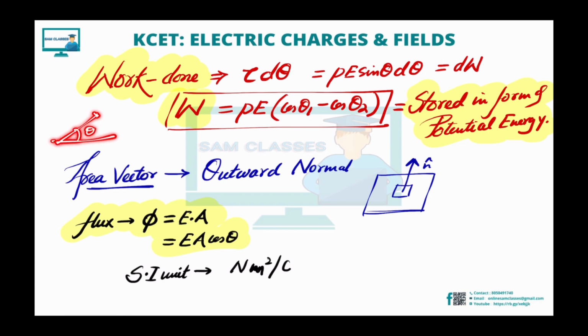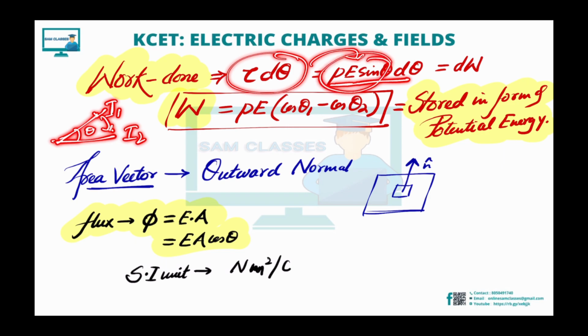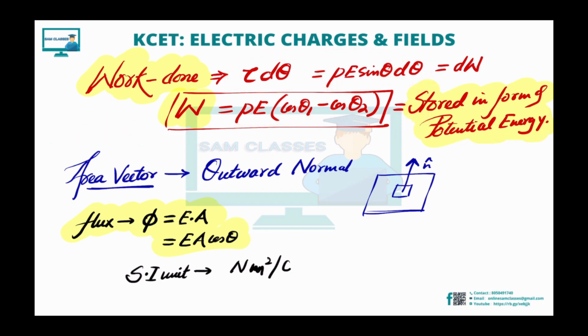Now next, work done. Since we have torque and angular displacement, a body is getting displaced by some angle. Let's say it was initially at position theta 1. Now it got displaced to theta 2. So it is doing some work. What is that work done? Torque we already got, P E sine theta, times d theta. Integrated, you will get work done is equal to PE (cos theta 1 minus cos theta 2). And this work done is also stored in the form of potential energy.